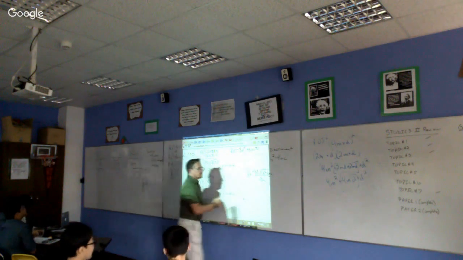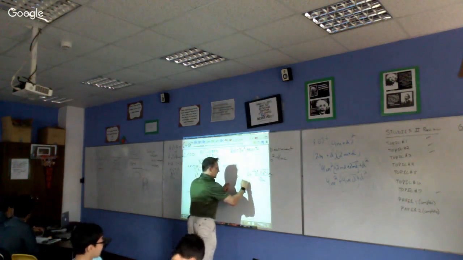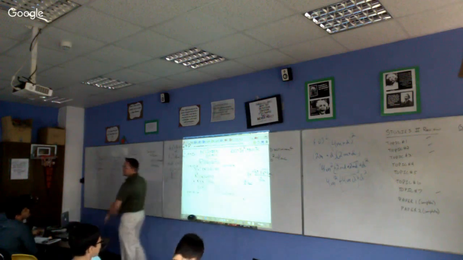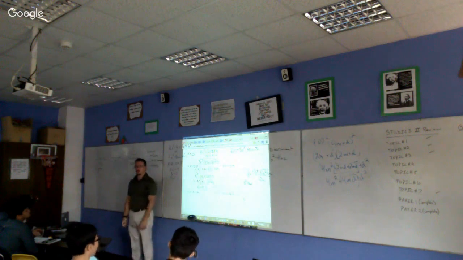Okay? Because what happens when b squared minus 4ac? How many different possible numbers can that be? How many kinds of possible numbers can that be? 3. What are those 3? Positive, negative, 0. Positive and negative and 0.